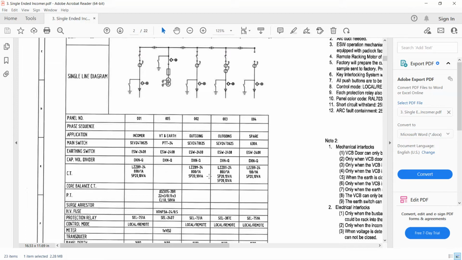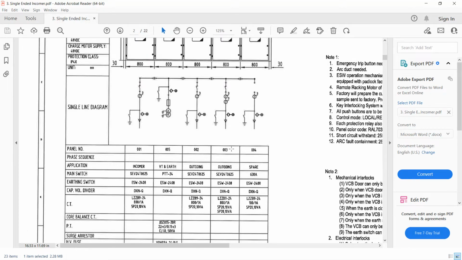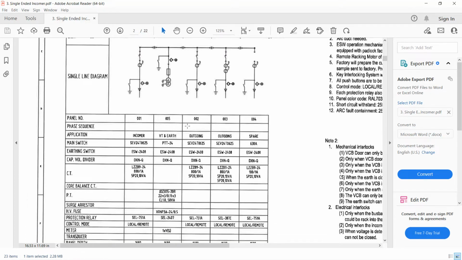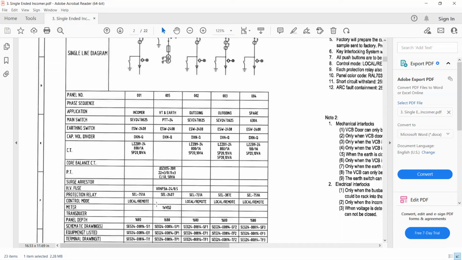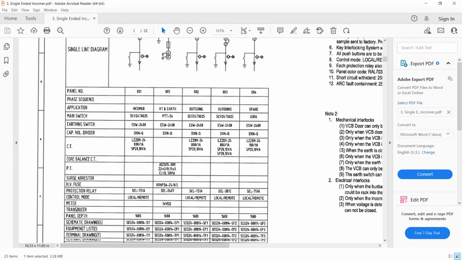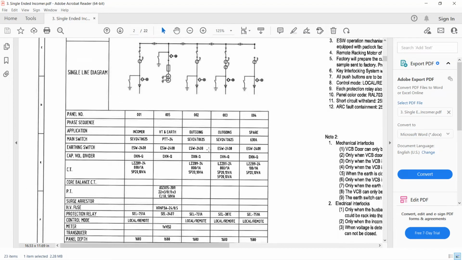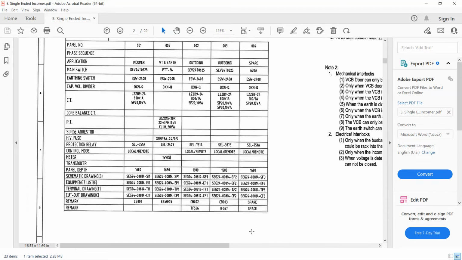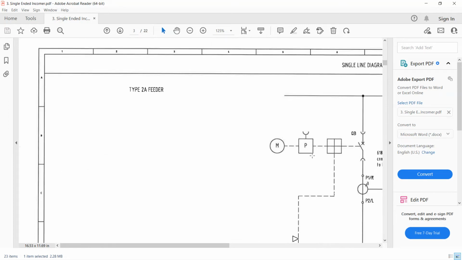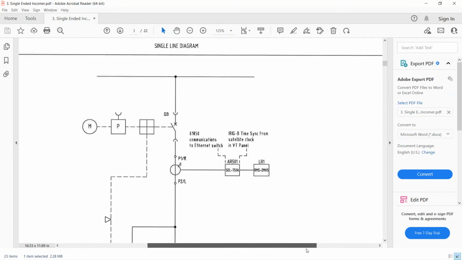That's why sometimes when I do a quotation, I ask them for the single line, because I can see how many breakers, how many CTs, how many protection relays. Sometimes on the phone they forget something, but if you ask for the specific single line, it will give you everything. So it's easy. So anyway, this is the single line.